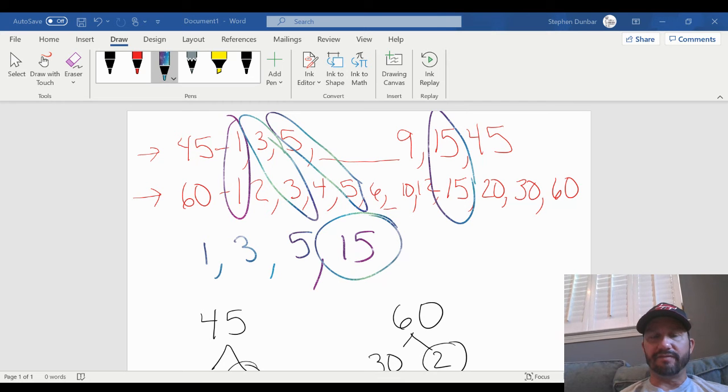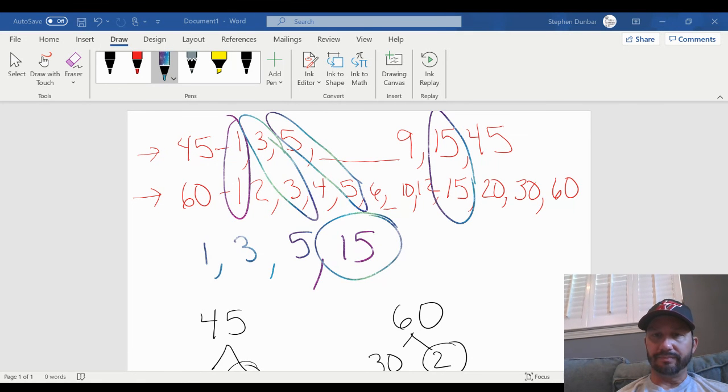Anyway, all the factors of 42. Again, if I was listing factors of 42, do it in pairs. 1 and 42. 2, even number, yes, so 2 times 21. 3, yes, because 4 plus 2 is 6, and 6 is divisible by 3, so 42 is divisible by 3. I just happen to know that that's 14.